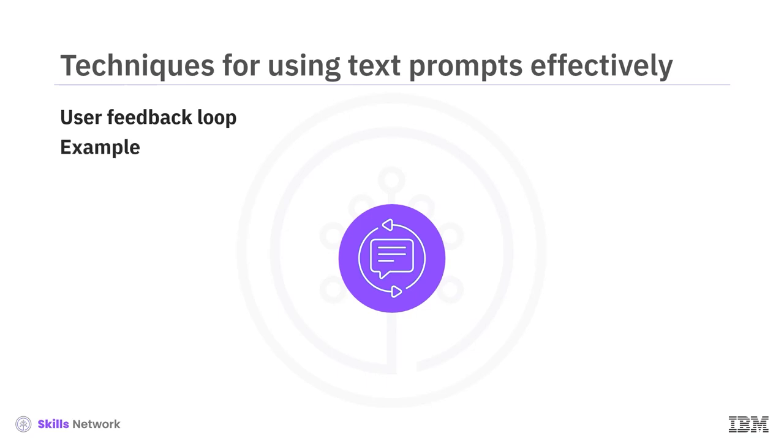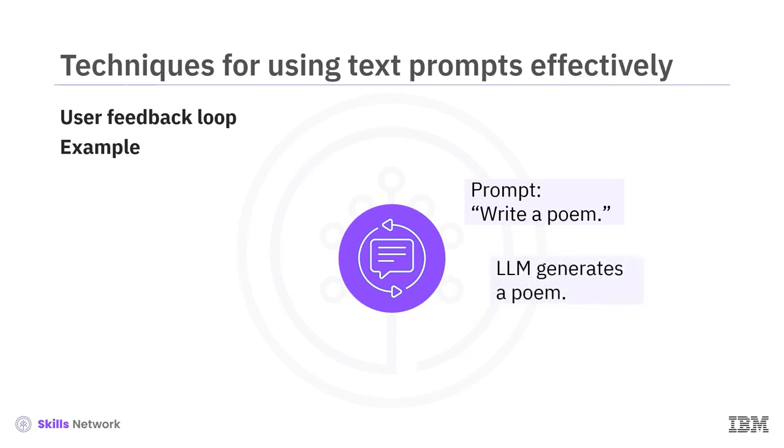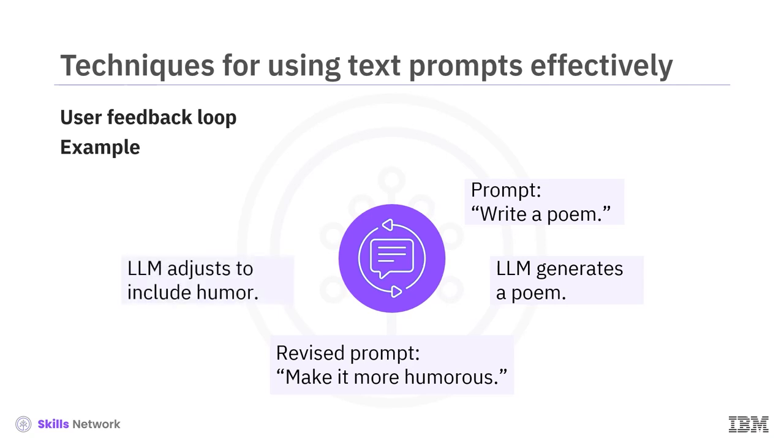For example, the user asks the model to write a poem via a text prompt. The LLM generates a poem. The user says, "Make it more humorous." The LLM adjusts the poem to include more humorous elements. The user approves the revised poem.